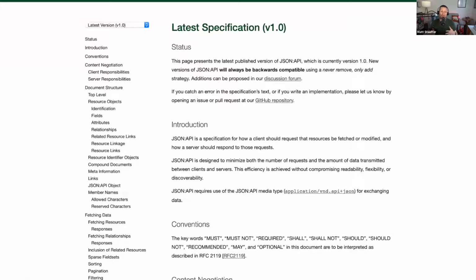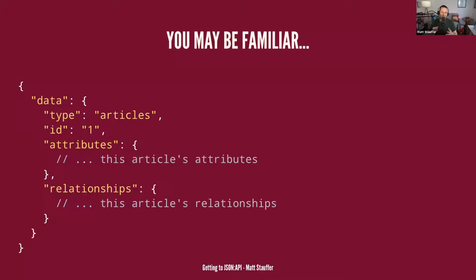But I have read through this entire spec over the span of the last couple of weeks many, many times. And if you're going to do JSON API, or even if you just have opinions about APIs, I would recommend reading through it at some point. You might be familiar, if you've dipped your toe in JSON API a little bit, with this structure, right? You've got a data key. Under that is going to be one or multiple things, and they've always got at least a type or an ID, and then sometimes they have attributes and relationships.